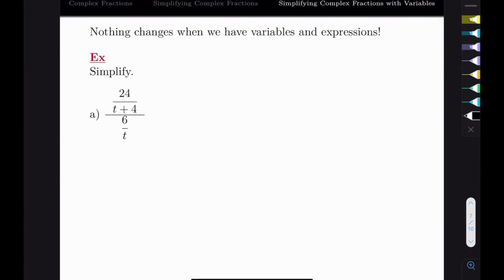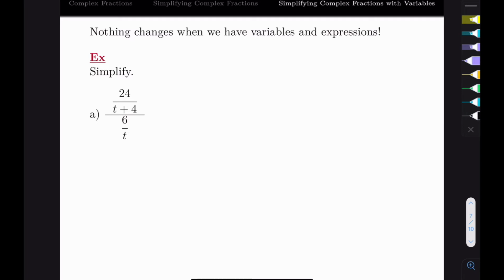Okay. So now we're going to go with what we do when there are variables. And honestly, again, nothing is going to change. It's a little more complicated for sure, but it's still the same process. So for this first one, I've got, again, a fraction within a fraction. So I personally like flipping this to a division problem because we are used to that.